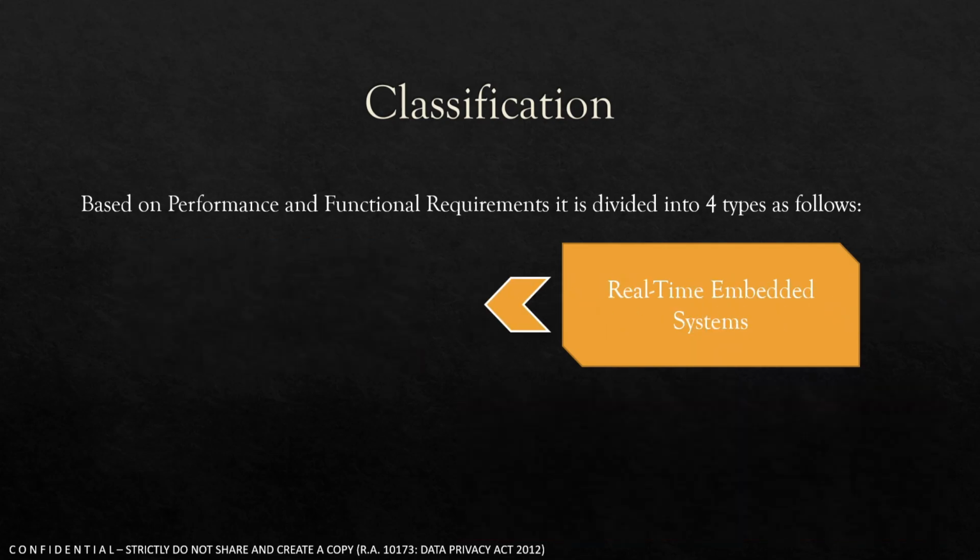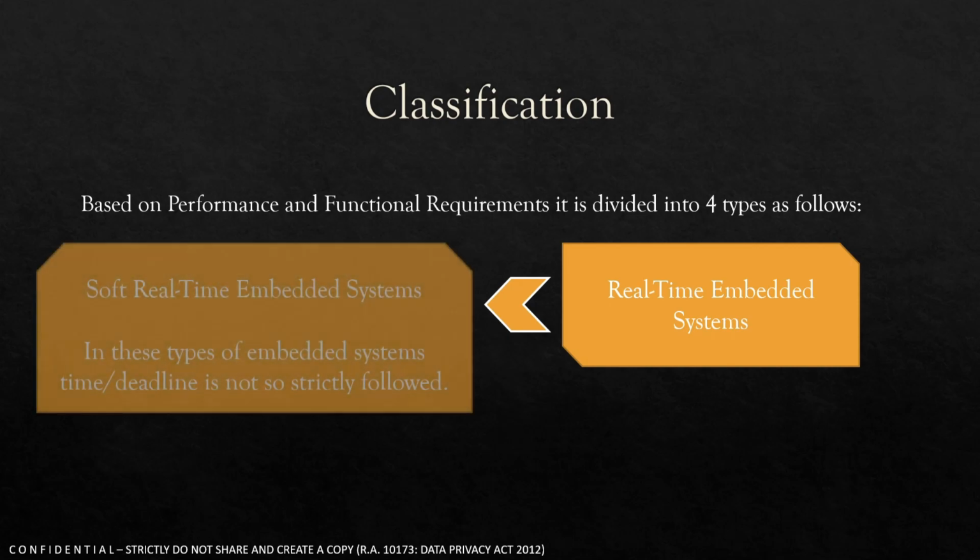Okay, so there are two types of real-time embedded systems. The first one is the soft real-time embedded system. In this type of embedded system, the deadline is not so strictly followed, since it is soft. If the deadline of the task has passed, meaning the system didn't give a result in the defined time, the result or output is still accepted.